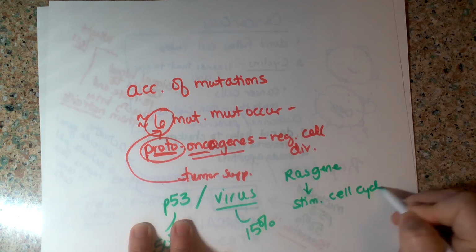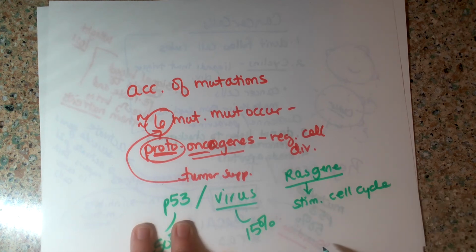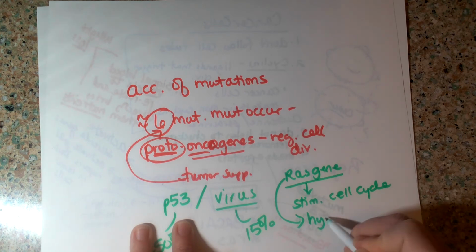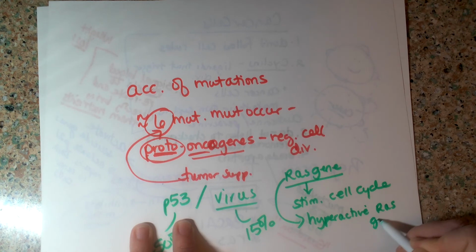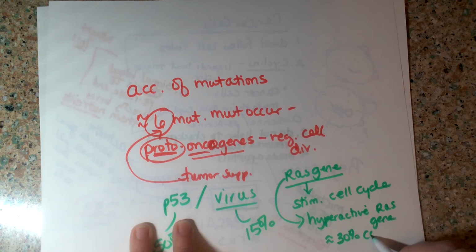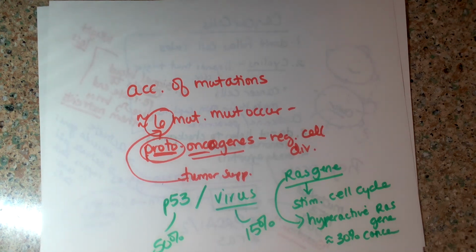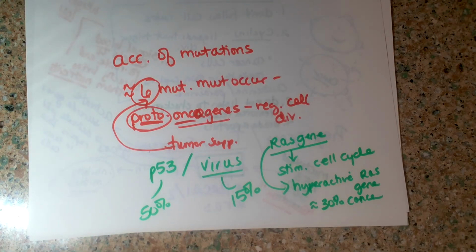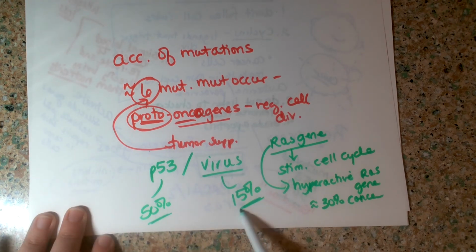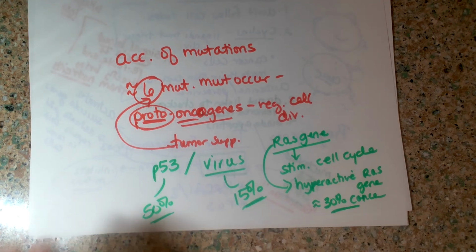So if for some reason it goes rogue and becomes hyperactive, the hyperactive RAS gene is responsible for about 30% of cancers. So everything in cancer is happening here at this tiny microscopic level, but these are your big contributors to what's going on. And the reason those happen is because of mutations, because of damage that you do to your body.